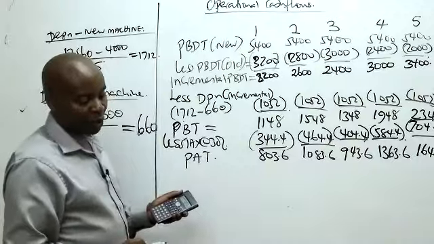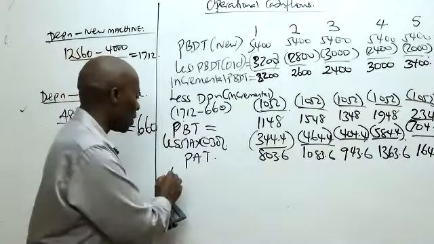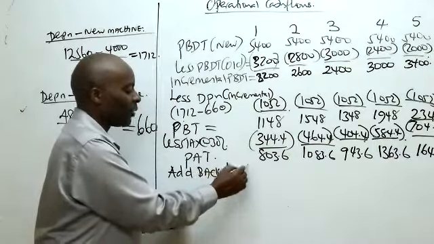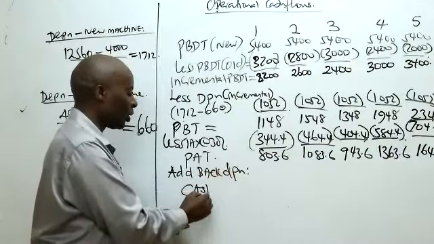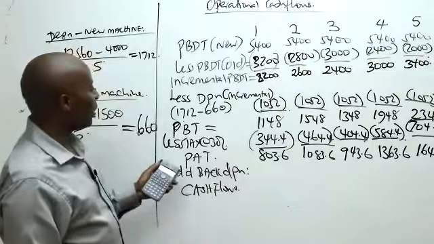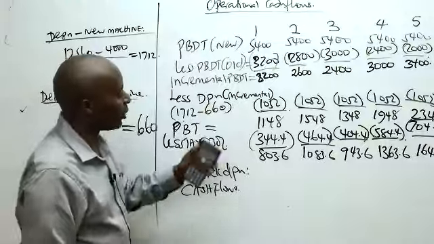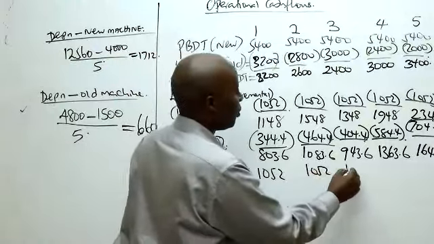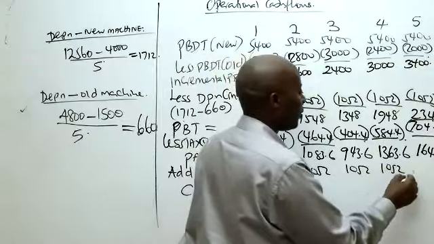After taxation. Profits after tax, to which we come and add back depreciation. The last thing, you add back depreciation for you to be able to get what we call the cash flows. So our depreciation amounts we already have them, the incremental 1052, 1052, 1052, 1052, 1052.